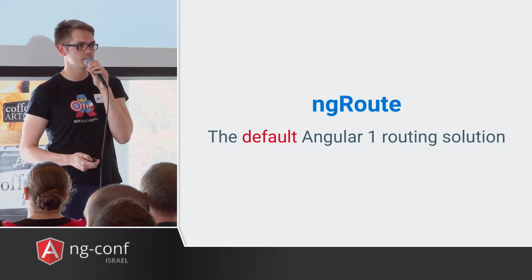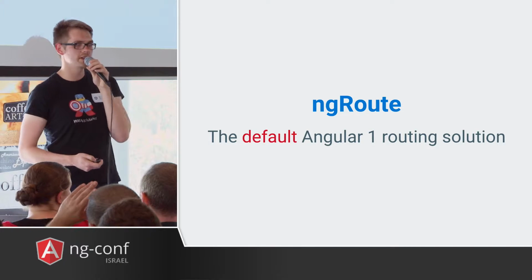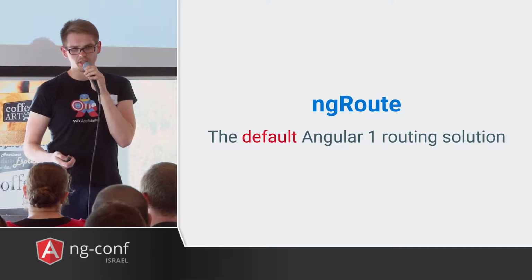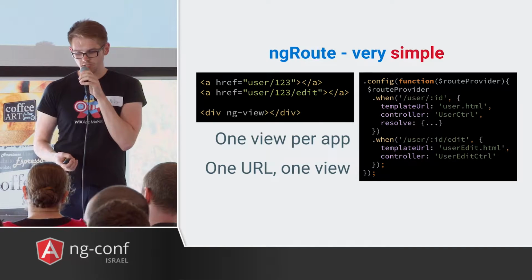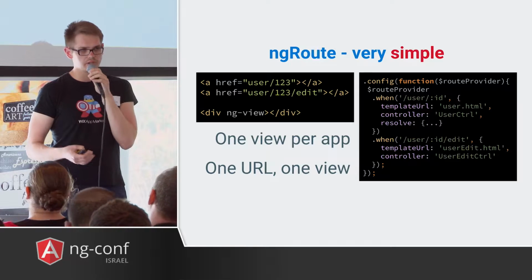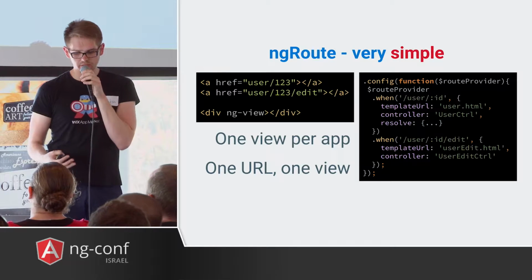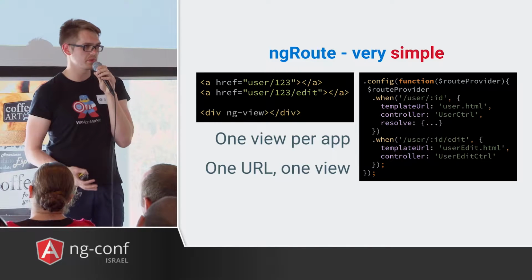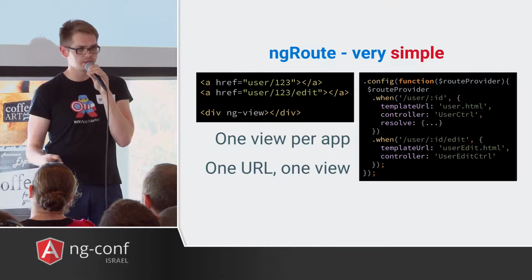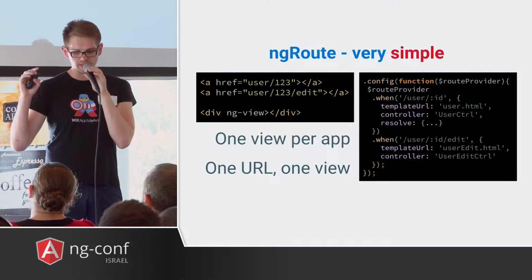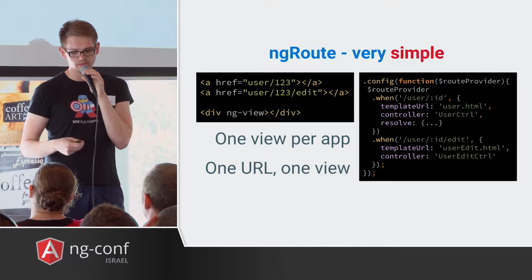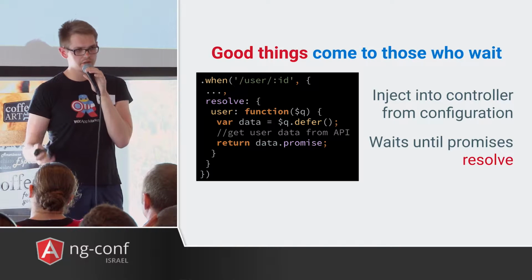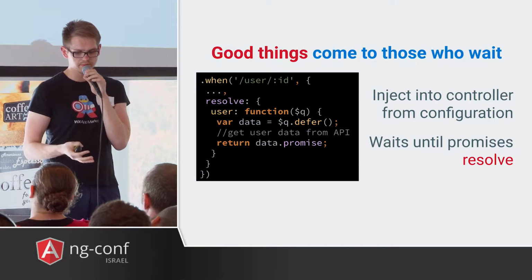Who's here using ng-route, actually? All right, so there are a few people. And it's going to become very clear why that's so. So ng-route, in essence, is very, very simple. You have one view per application, and that one view contains all of your states, views, whatever you put in there. It's basically templates, controllers. And another thing that's really interesting is resolve.